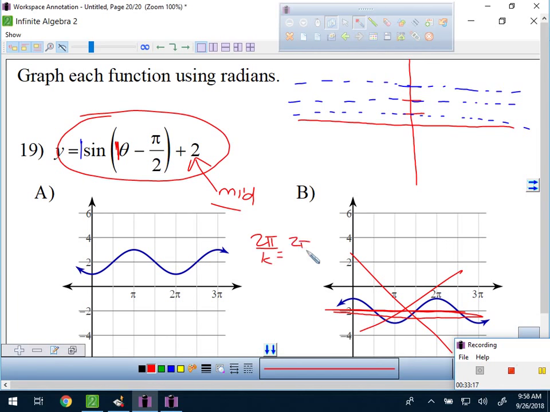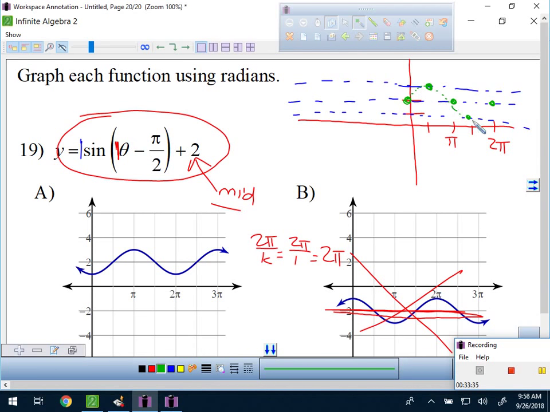So that'd be 2 pi over 1. So my period is 2 pi. So it hasn't changed. So it's still 2 pi, and then all this. So here's what you've got to remember, the pattern for sine. It starts at the middle, goes to the maximum, middle, minimum, back to the middle. So there's the pattern for sine.